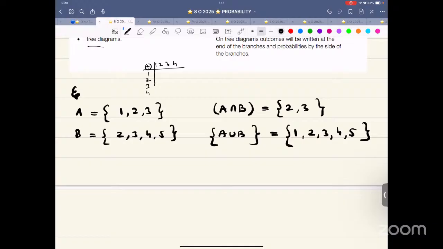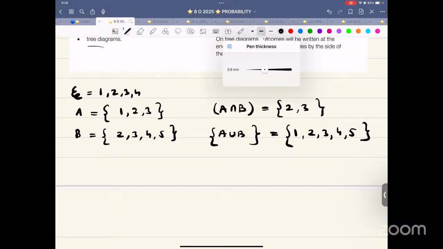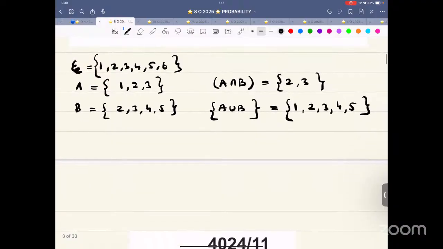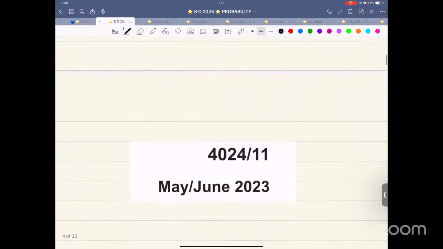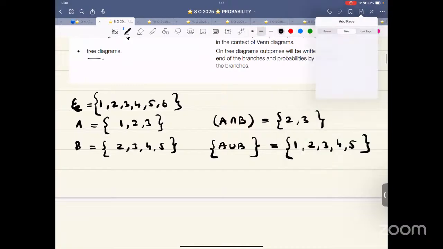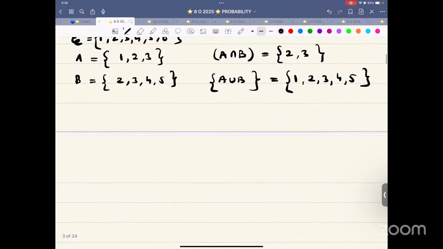And let's say there is a universal set that is 1, 2, 3, 4, 5, and 6. Okay. So now we can say that if I draw a Venn diagram over here, so let me draw a box first.